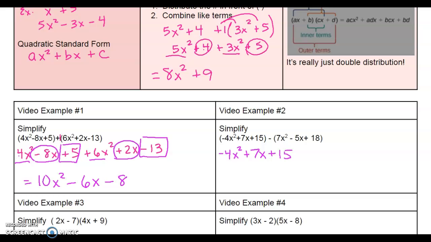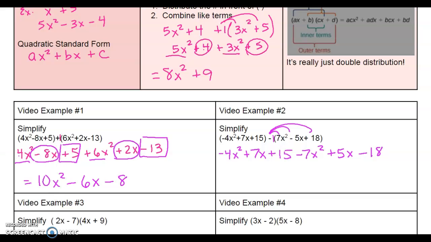When you subtract, it's really like it's a -1 that you are multiplying by, which changes all the signs. So -1 times 7 is -7. -1 times -5 is positive. And -1 times positive 18 is negative. So see how all the signs changed when you subtract. And the parentheses go away.